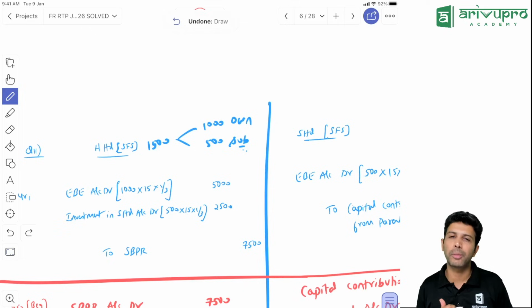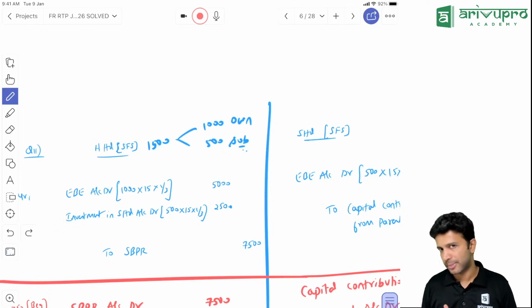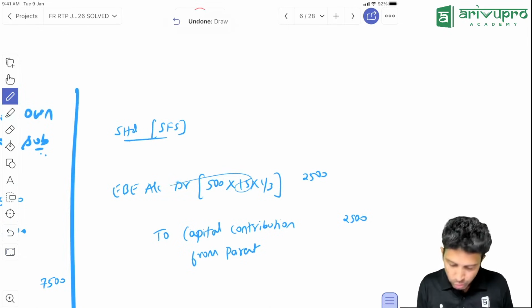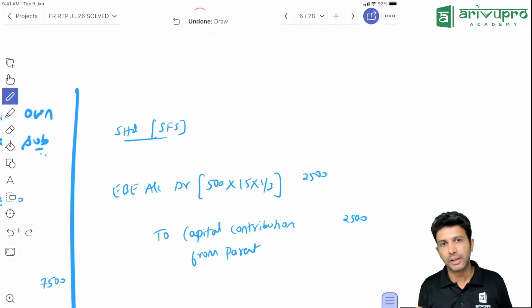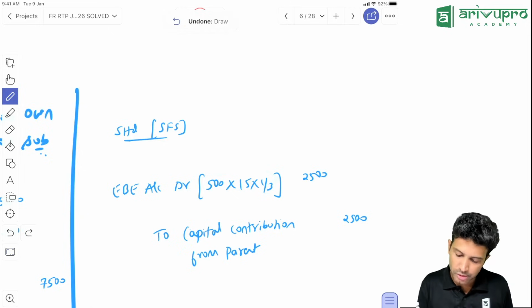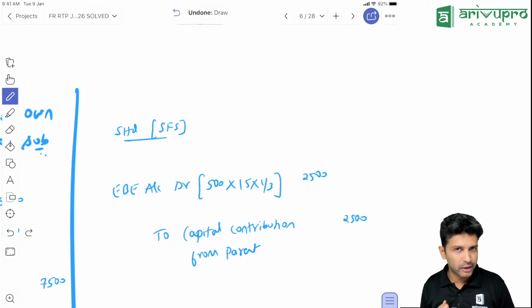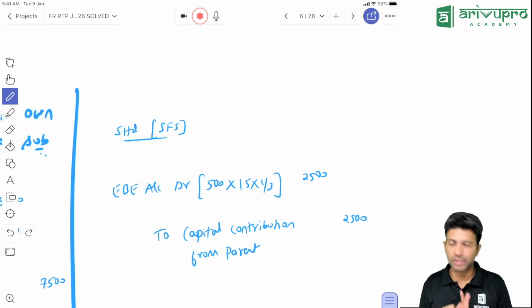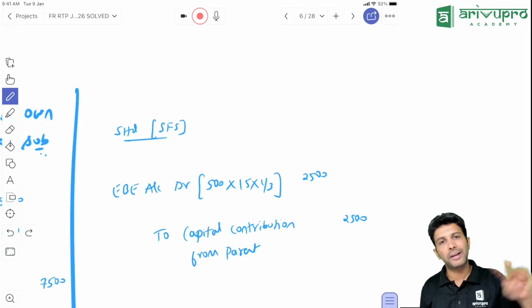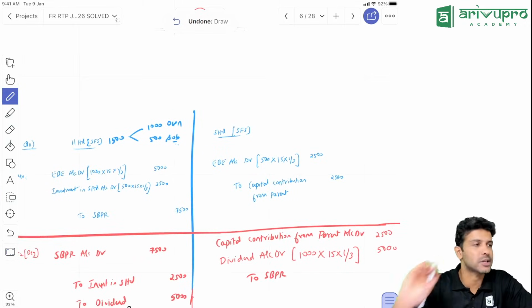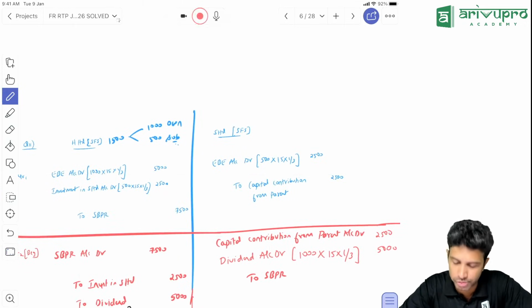Okay, so what entry will pass? Employee benefit expense, because the subsidiary received the service. How many? 500 into loss per option of 15. That you'll have to book over the vesting period of 3 years. So this much employee benefit expense the subsidiary will pass. They can't credit SBPR because they are not issuing the shares. Who is issuing? The parent. So we'll treat this as capital contribution from the parent. This is the journal entry for the first year in the parent and subsidiary books.